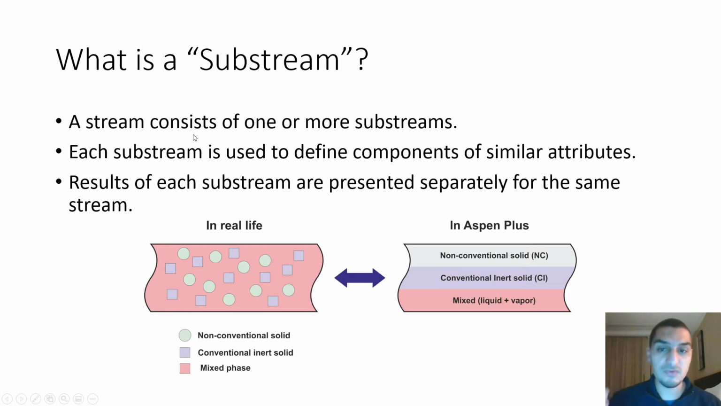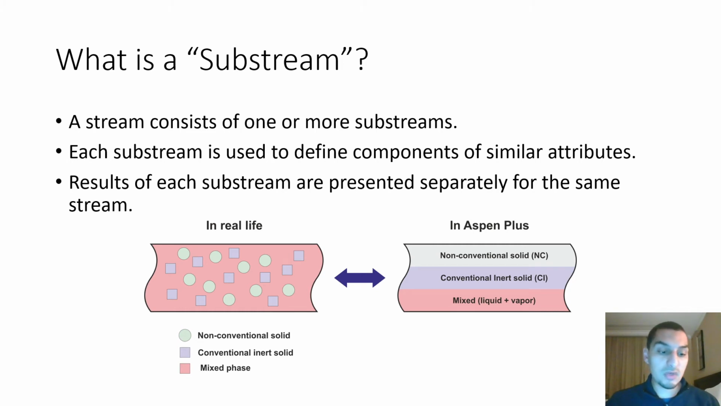It's important for the user to understand what the substream means. It takes place in the definition of the streams and in the results as well. In the results, and this is something that we'll see in the future, the results will be separated into different substreams. Each substream contains the temperature, the pressure, and all the information of this substream as if it's a separate stream, but they're all gathered together in one stream.